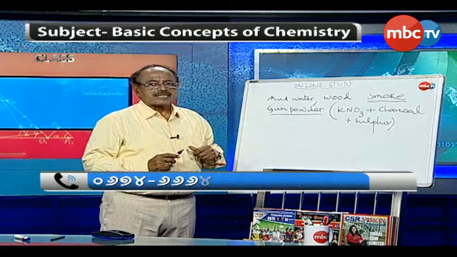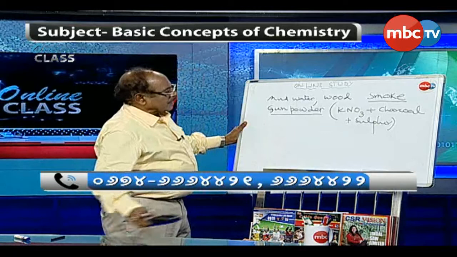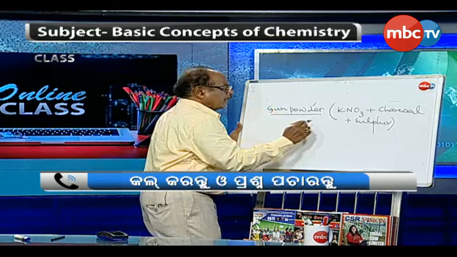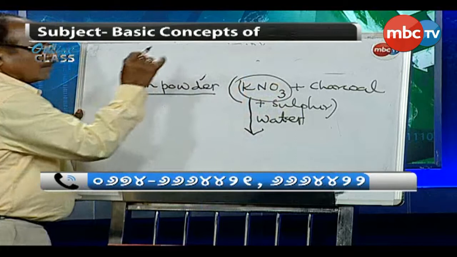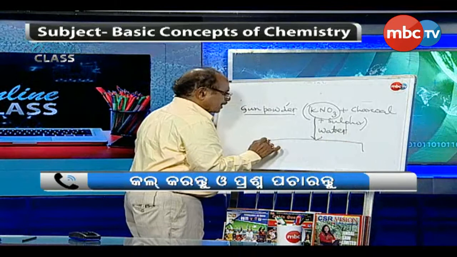Suppose we have gunpowder. How can this gunpowder be separated? One example I can give you: we have a mixture of these three, potassium nitrate, charcoal and sulfur. If we take the gunpowder and add water to it, the potassium nitrate, which is a salt, will dissolve in water. The moment we dissolve it in water, we get two states: a homogeneous state and a heterogeneous state, both.